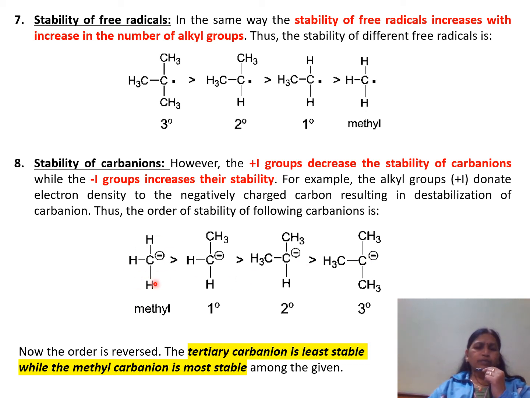In methyl there is no group showing plus I effect, so it is more stable compared to the ethyl, then more than the isopropyl, more than the tertiary butyl. So methyl, primary, secondary and tertiary. Now the order is reversed. The tertiary carbanion is least stable while the methyl carbanion is most stable.